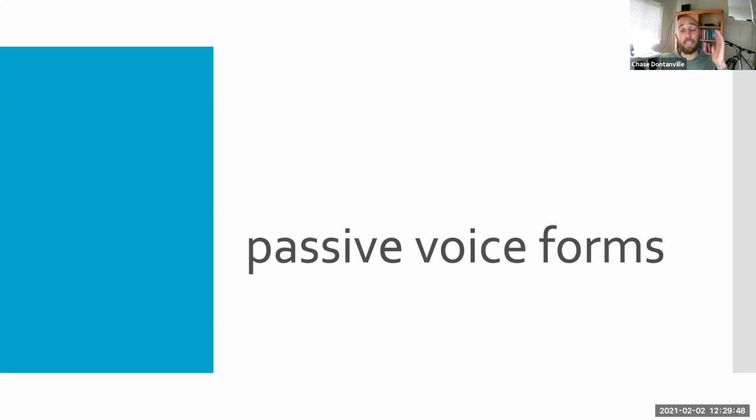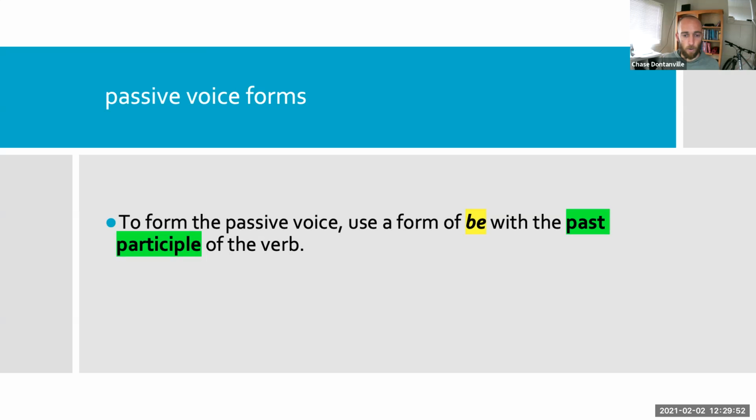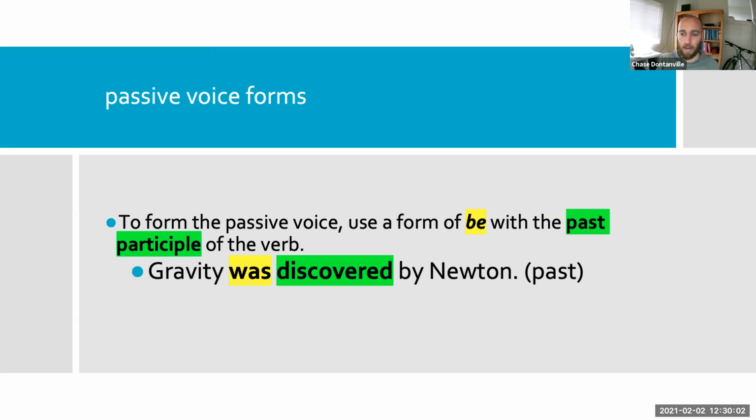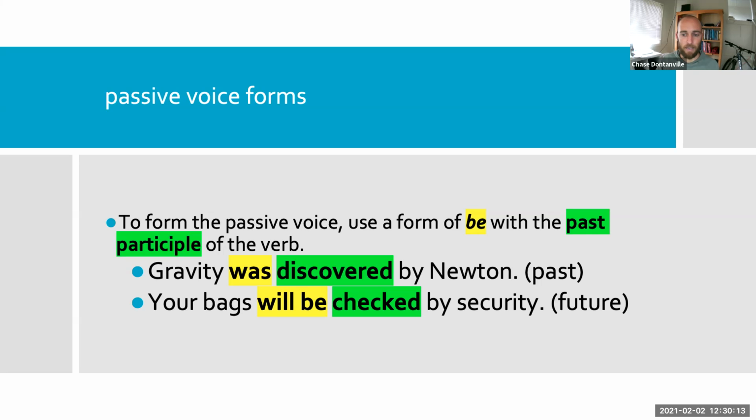Okay, let's look quickly at different forms of the passive voice. So to form the passive, remember, use a form of be plus the past participle. So gravity was discovered by Newton. This is the past, right? Because be is in the past, was, and we have discovered, the past participle of discover. Your bags will be checked by security. The future will be, and then checked is the past participle of check.